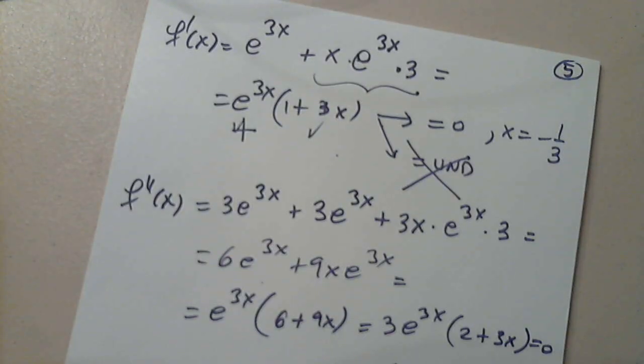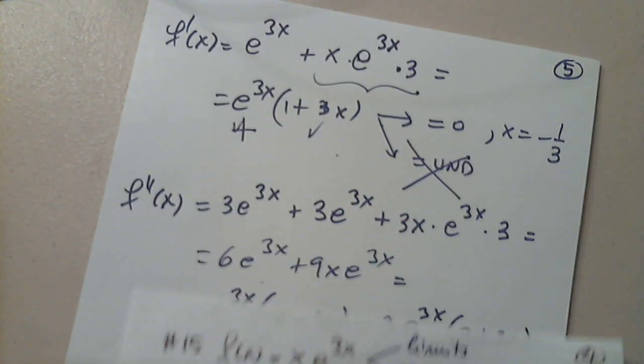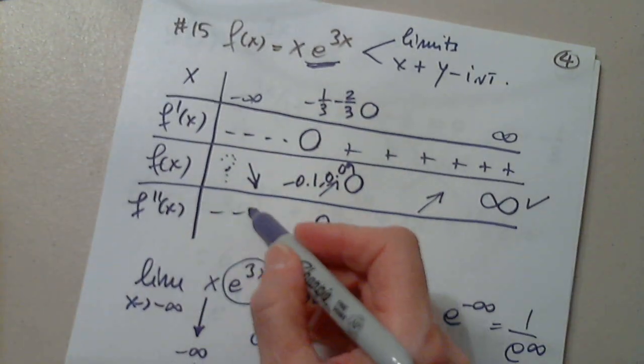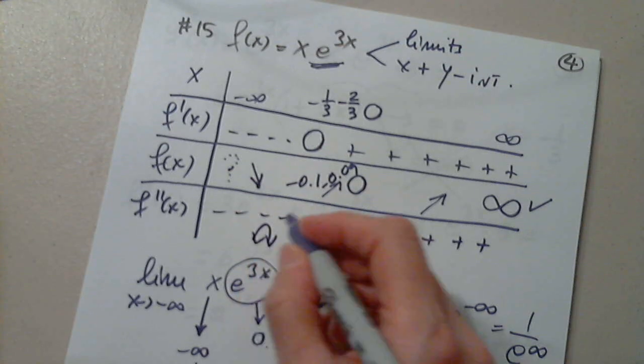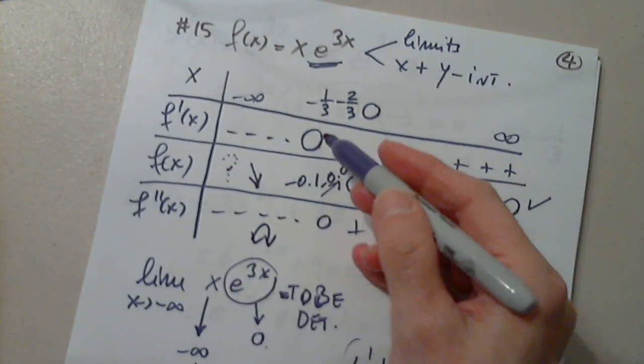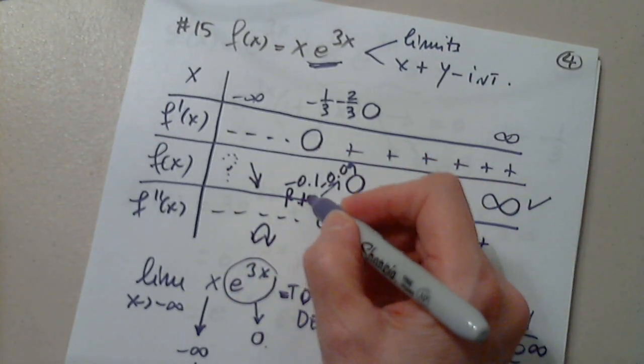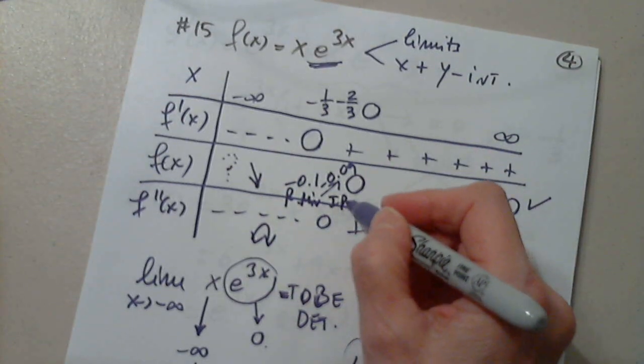Okay, so again, the same thing. These are all positive. So to the left is negative. To the right is positive. So this opens downward and this opens upward. This is a relative min. This is an inflection point.